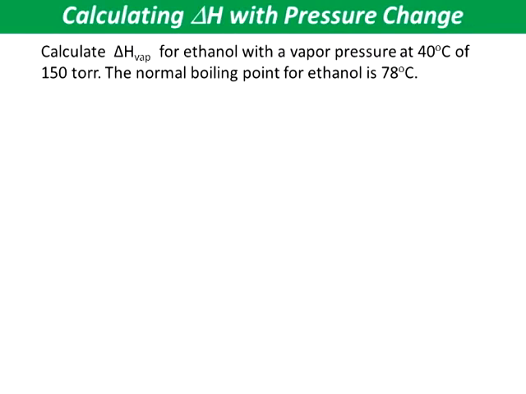Let's work a problem where we solve for delta H involving a pressure change. Keep in mind that although we're solving for delta H vaporization, this could be just as easily a delta H of fusion or any other delta H. So let's restate the problem. Calculate delta H vaporization for ethanol with a vapor pressure at 40 degrees C of 150 torr. The normal boiling point of ethanol is 78 degrees C.